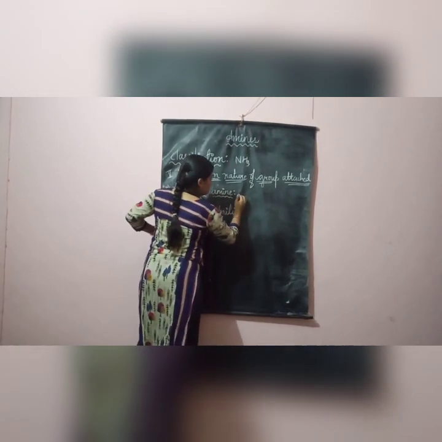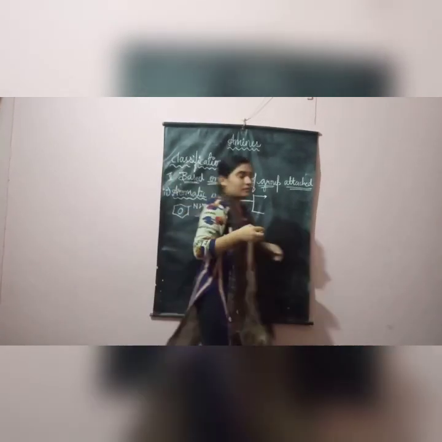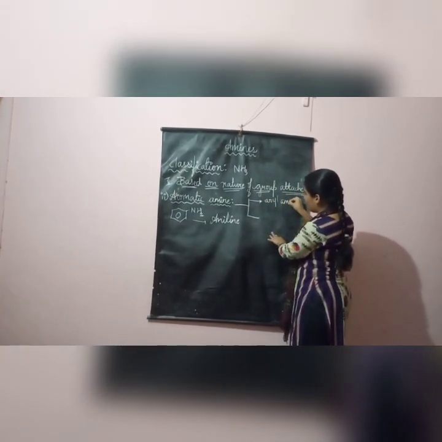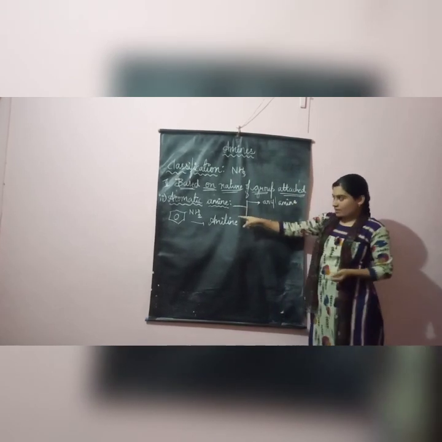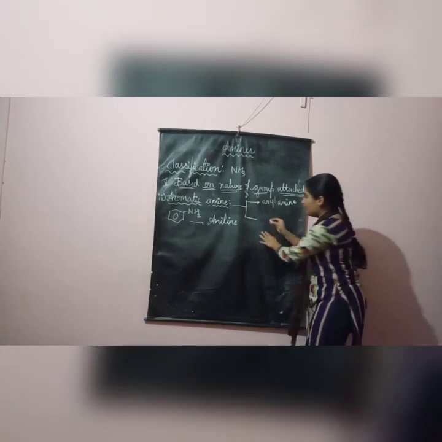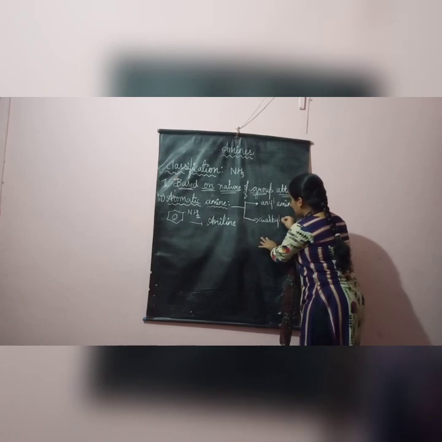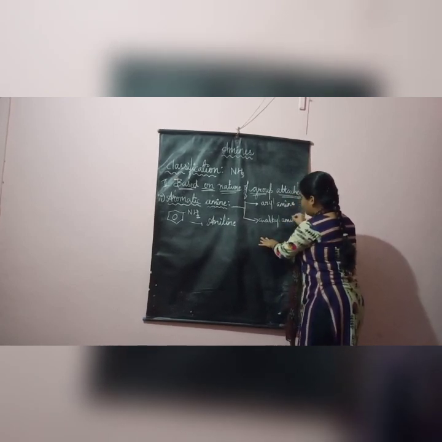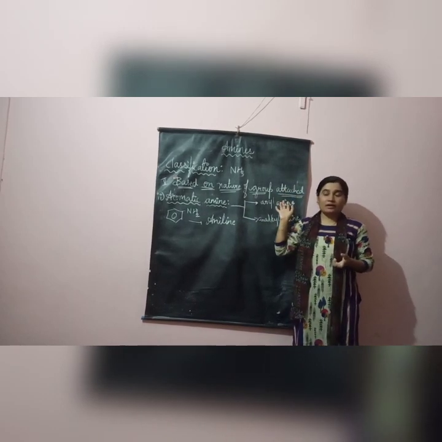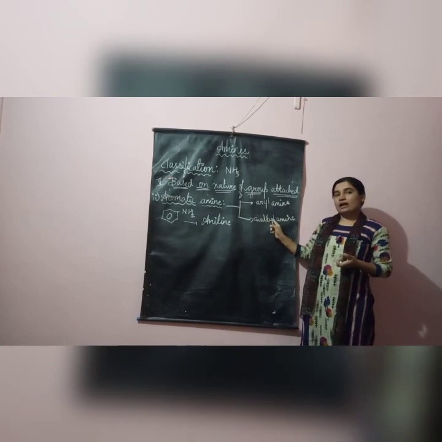First one, aryl amine. So in aromatic amines, I have again two classifications. Aryl amine, another one is alkyl amine. So aromatic amine is known. Amine should compulsorily have a benzene ring. Now in that I have two classifications: aryl amine or alkyl amine.